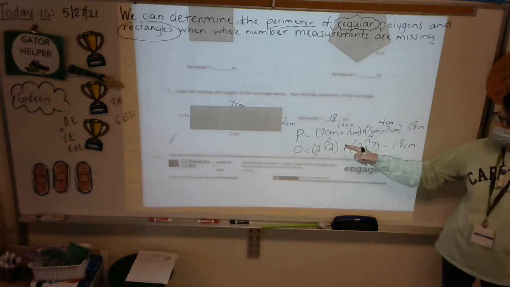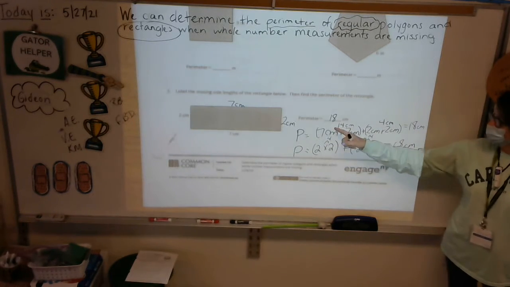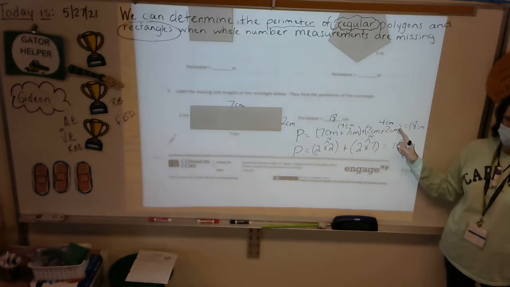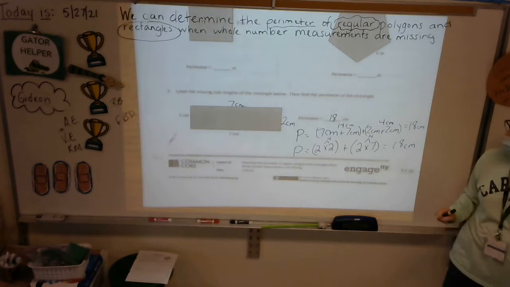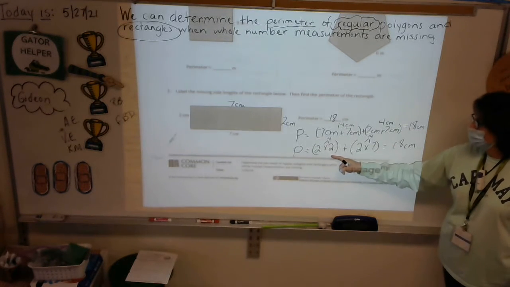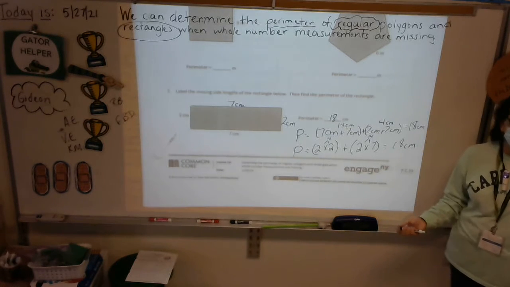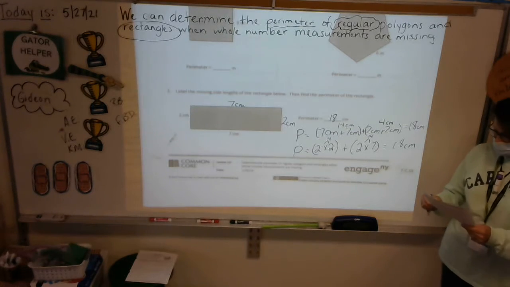So you can just add all 4 sides, 7 plus 7 plus 2 plus 2. You can put your parentheses around them. You could even do 7 plus 2 plus 7 plus 2 and get 9. 9 plus 9 is 18. A lot of different ways we can get this total perimeter. And I like to use the multiplication just because you've been doing so much multiplication in 3rd grade. It gives you another opportunity to show that you can put it to practical use.